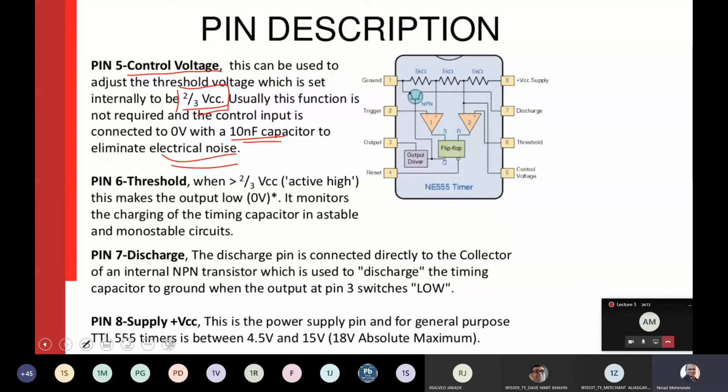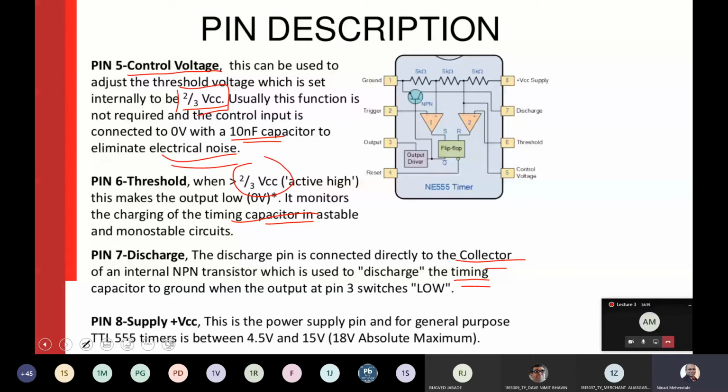When it is greater than 2/3 of VCC, the output goes active high, and it monitors the discharging and charging time of the capacitor because of the transistor connected at the output. Pin number 7 is the actual discharge pin, which directly allows the flow of current, and it is used for the timing. So this is the main timing pin, what we can say.